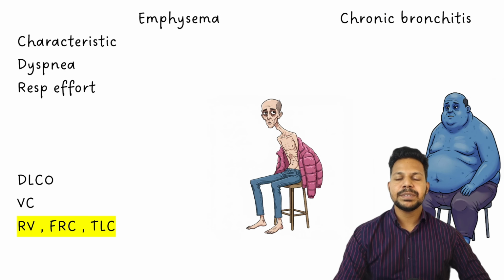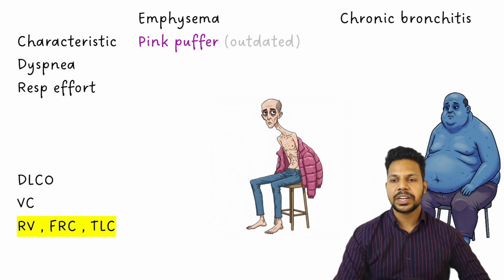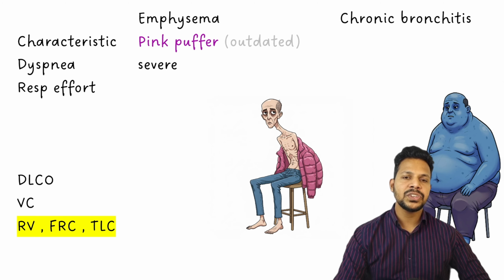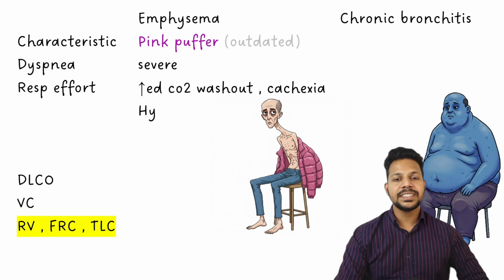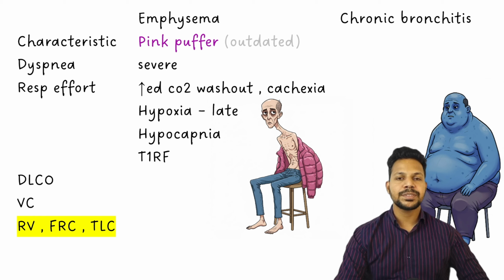Try to differentiate emphysema and chronic bronchitis. The emphysema patient is characteristically called a pink puffer, but this term is outdated now. Dyspnea is very severe, and the respiratory effort is increased, which will eventually result in increased carbon dioxide washout and cachexia. The hypoxia is late, and the patient will have hypocapnia. Type 1 respiratory failure is predominant here. DLCO is reduced, the vital capacity is reduced, and the residual volume, functional residual capacity, and total lung capacity are increased because these capacities also incorporate residual volume into them.